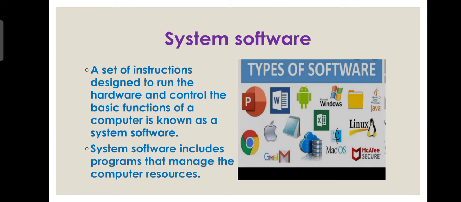Basically it means the instructions that are designed, that are defaulted by the computer operators, to run the hardware and control the hardware of the computer, and to control the functions that are taking place in that computer. So the software that manages and controls all the basic functions and the hardware of the computer is known as a system software. Now the system software includes programs that manage the computer resources.